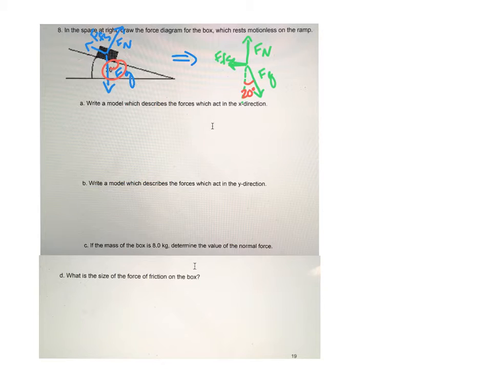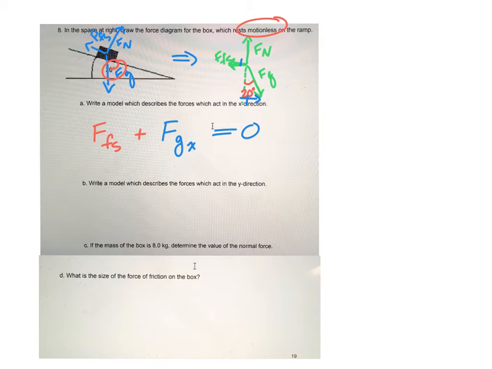unknown. Okay, so if we're asking for the forces which act in the x direction, we know that the object is not moving, so that means that the forces must all be balanced. So in the x direction, the force of static friction plus, now we want the x component of the force of gravity. So those are the 2 things that must be equal, plus the force of gravity in the x direction. Those 2 things together have to equal 0.